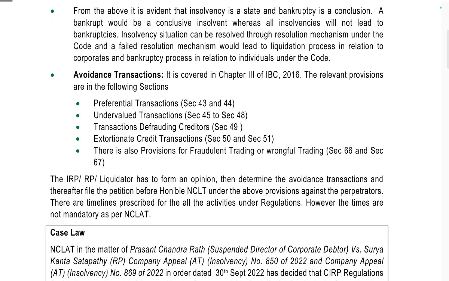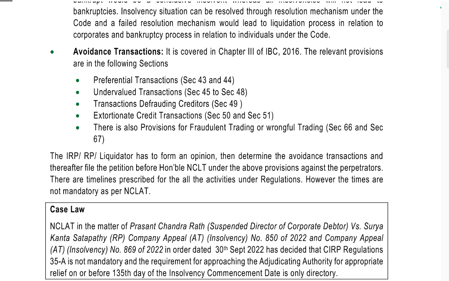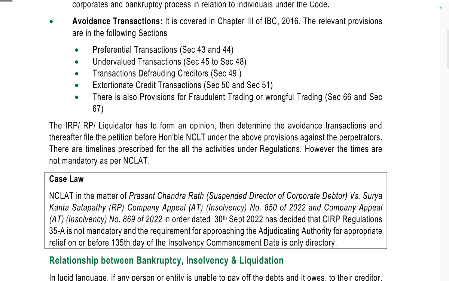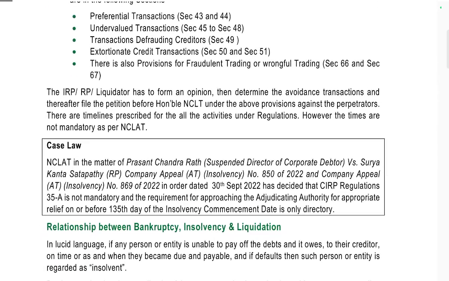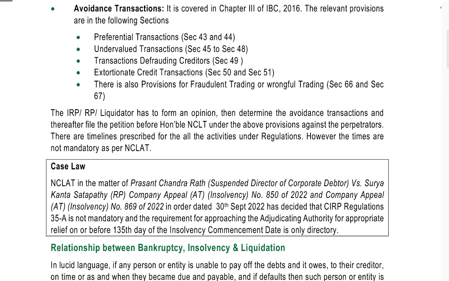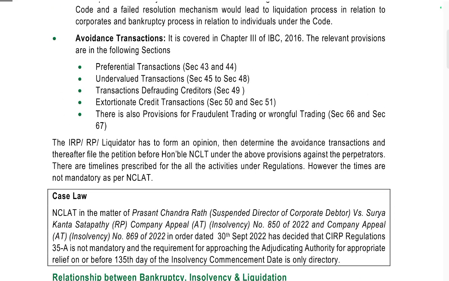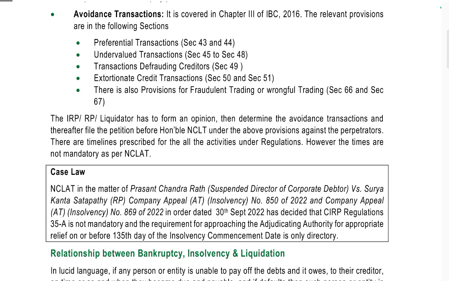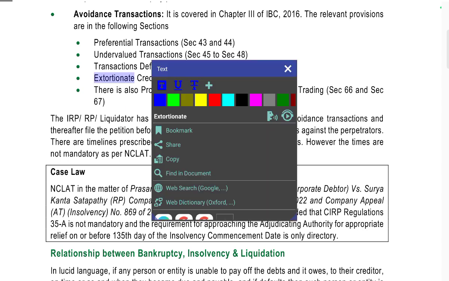Avoidance transactions are covered under Chapter 3 of IBC 2016. The relevant provisions are the following: preferential transaction, undervalued transaction, transaction defrauding creditors, extortionate credit transaction. There is also provision on fraudulent trading and wrongful trading. So these five things, and also the provisions on fraudulent trading and wrongful trading. Extortionate credit transaction, what is that?